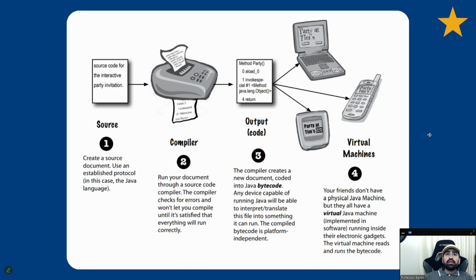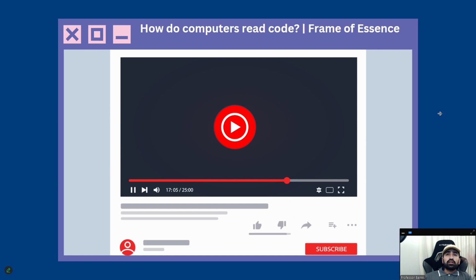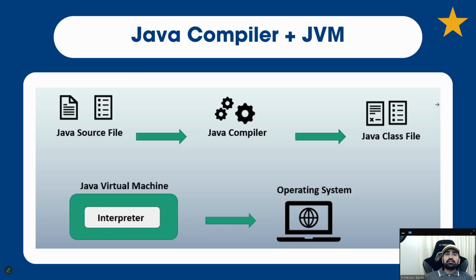So these are the four main steps of compiling code. We have our source code, we have our translator. The translator generates that code for the computer, and then it's going to run on the virtual machine. And then there are several layers. Eventually, that computer is going to read it as actual binary code. We're not going to go through every single step, but if you do have more questions about how computers read code, definitely watch this video from Frame of Essence.